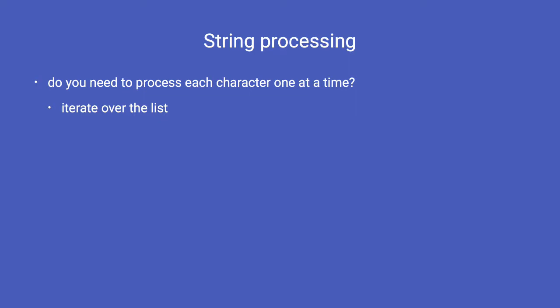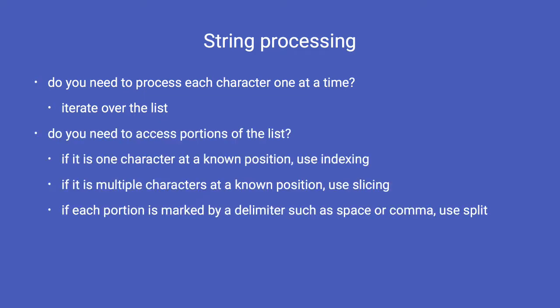Do you need to process each character one at a time? If so, then iterate over the list. Do you need to access substrings or portions of the list? Is it a single character at a known position? If so, then use indexing. Is it multiple characters at a known position? If so, then use slicing.